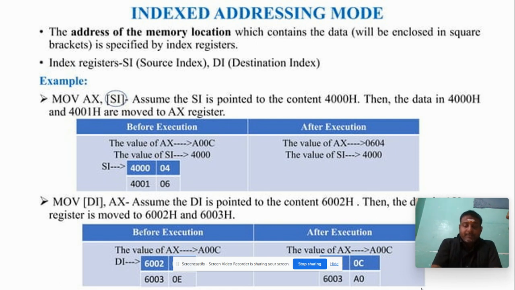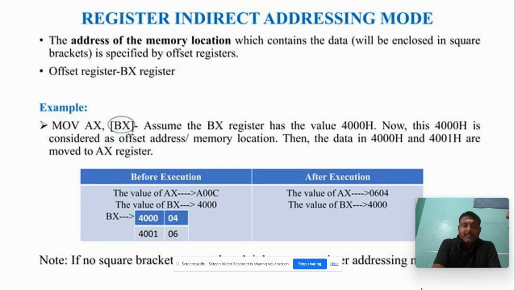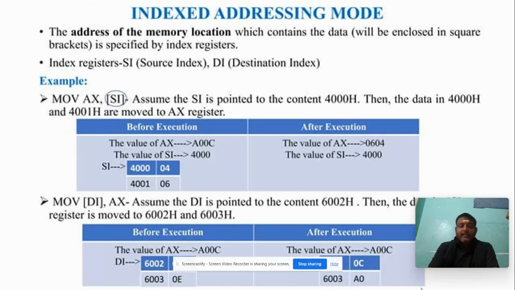Like in the previous one, register indirect addressing, in that addressing mode we are using base registers or offset registers. In indexed addressing mode, we are using index registers. The remaining process of the execution is the same.